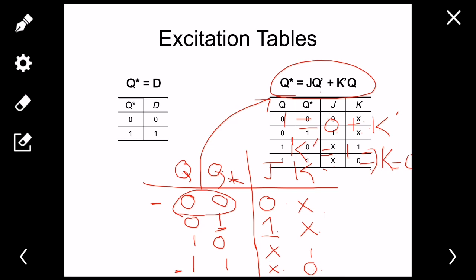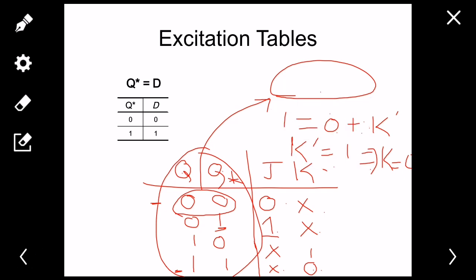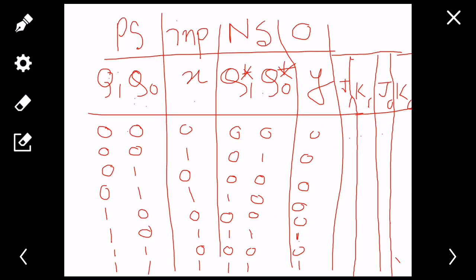Now see that you just need to know the present state and the next state. Let me remember it. I'll be coming back and using this one over and over again. Now I'll be finding the inputs of J1 and K1. So for J1 and K1, for this first flip-flop right here, I'll be using Q1 and Q1 star, so present state and next state.